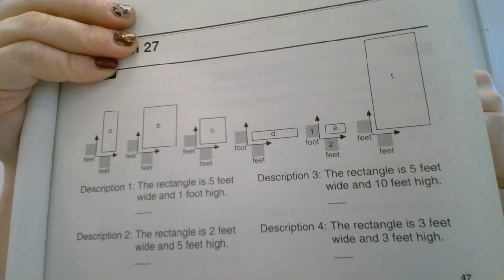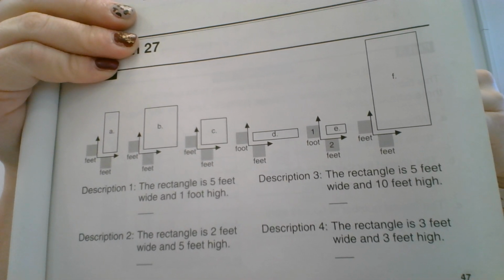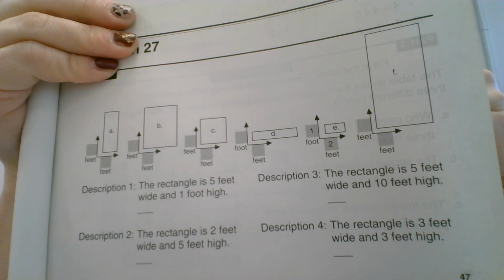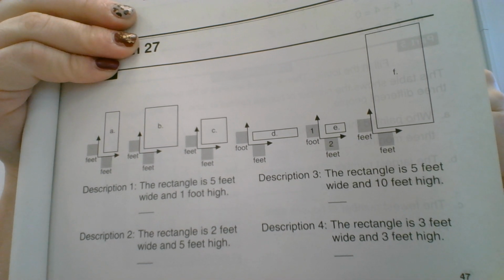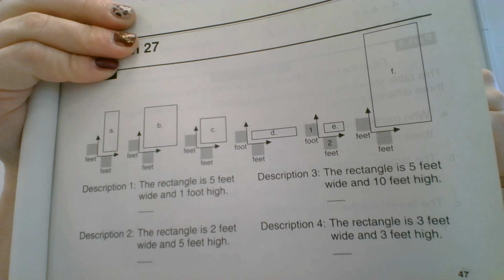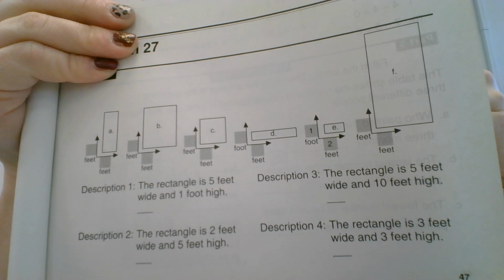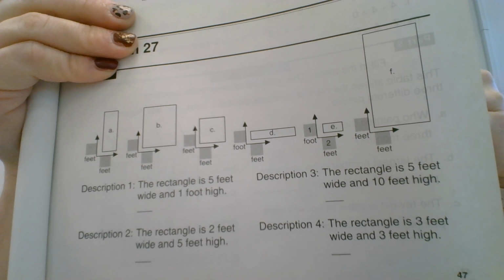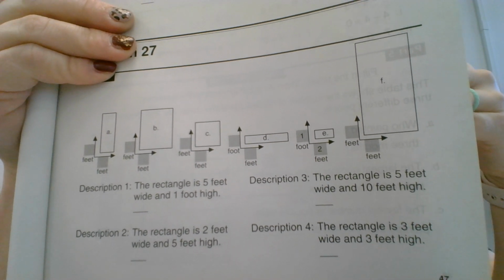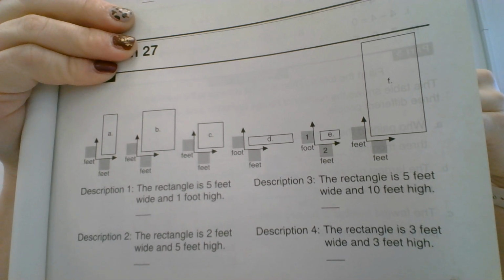Description 3. The rectangle is 5 feet wide and 10 feet high. It's higher than it is wide. It's as wide as one of the other rectangles you found, but this rectangle is higher. Which rectangle? F.